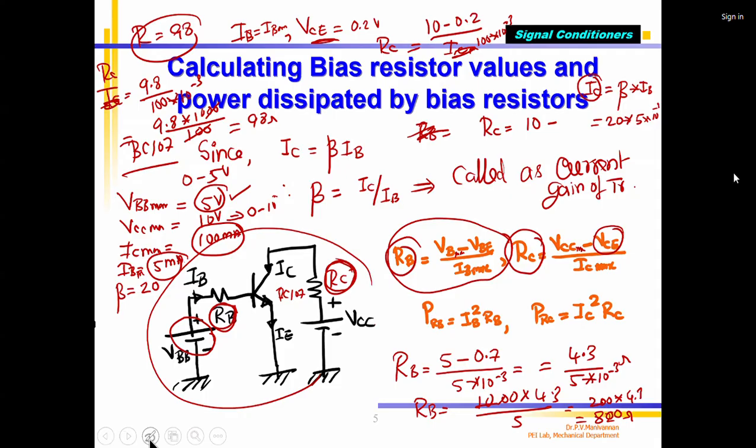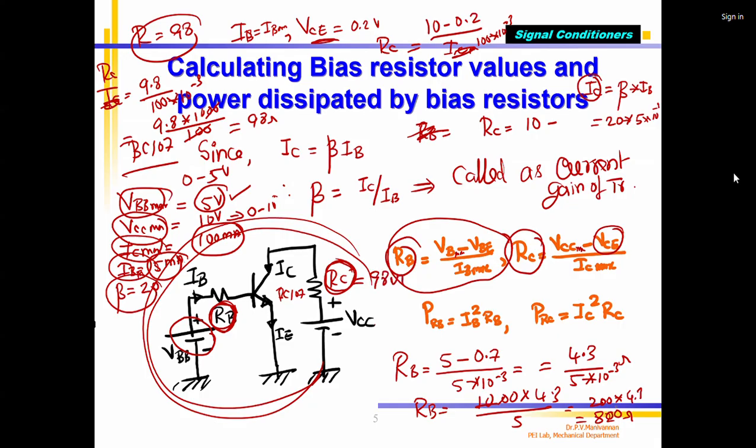Any doubts? Because you can expect a problem in the exam. I will give VBB max, VC max, IC max, IB max, beta, and you will be asked to design an NPN transistor amplifier. You have to draw this circuit and find what RB and RC are. Finding that is called designing the amplifier. Then draw the circuit: this is 98 ohms, the other one was 820 ohms. This is how the transistor works as an amplifier.